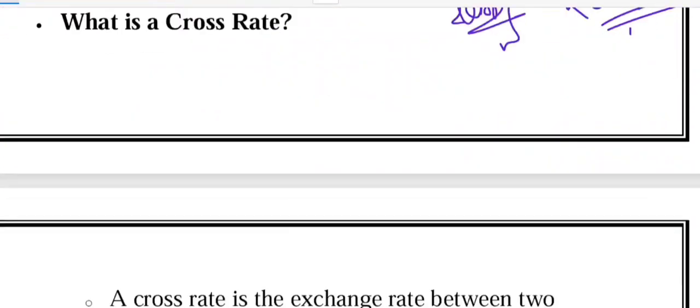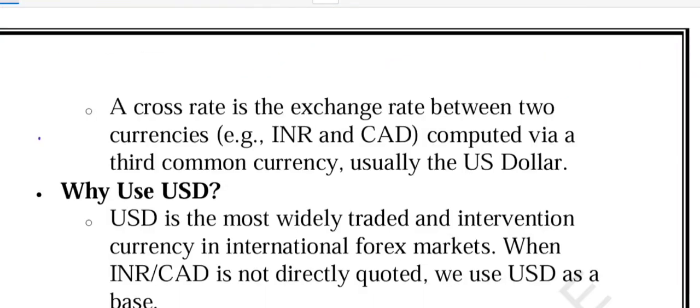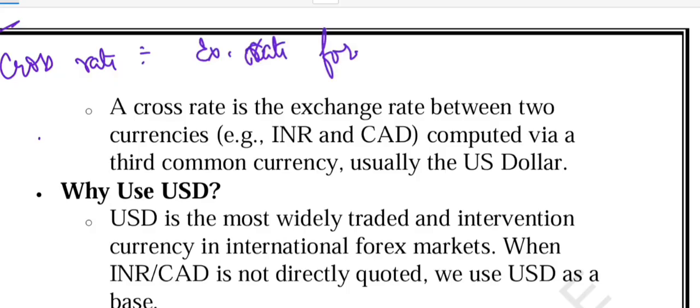So whenever we say cross rate, let's understand what we have covered in this particular question. I told you about the cross rate. What is the meaning of cross rate? Cross rate is a kind of exchange rate for two currencies. We are finding the exchange rate for two currencies via a third currency.